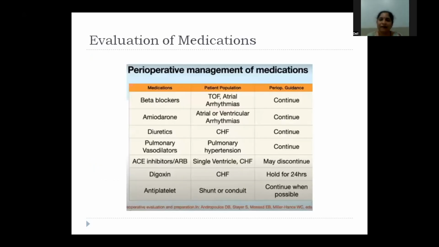As I told, patients with moderate to large VSDs may be on some medications, and the cyanotics also are on some medications. So we have to go into detail, and almost all medications can be continued in the perioperative period. We only have to discontinue digoxin and ACE inhibitors on the day of surgery. And antiplatelets, if the patients have shunts like a BT shunt or BDG, and the surgery allows us to continue the antiplatelet, we can continue whenever possible.